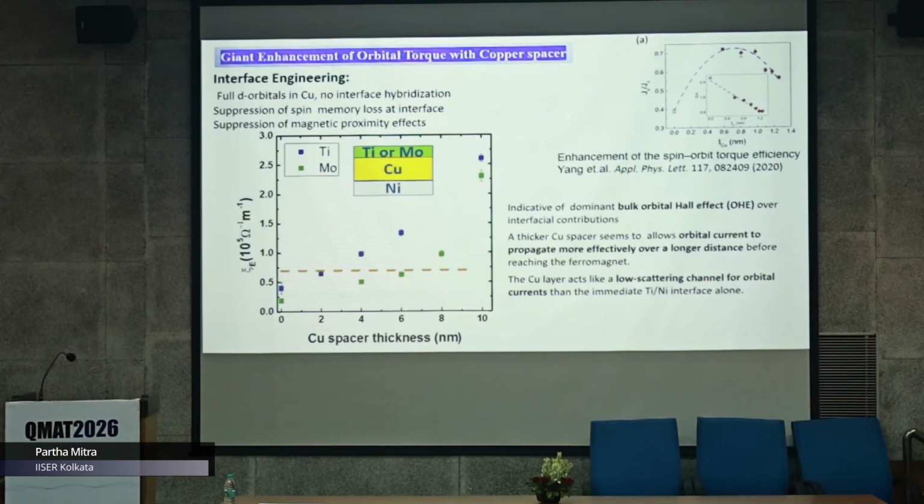But if you look at the value here, by introducing 10 nanometer of copper, if you add this value and this value, the actual value is at least 2 to 3 times larger than what we expected. It means that the introduction of the copper layer has actually enhanced the orbital torque efficiency. Again, this is something that we do not understand, but we have also repeated the same thing with molybdenum. And both of them show the same trend, that putting in copper actually enhances the effect, not just adds.